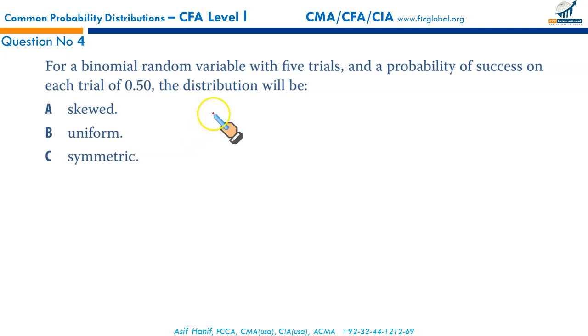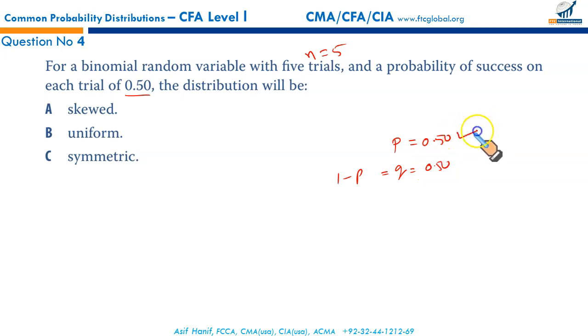if for a binomial random variable with 5 trials, n is 5, and the probability of success on each trial is 50%, P is 0.5, and normally I would prefer using Q rather than 1 minus P, means the same, is 0.5. See, the probability of success and the probability of failure are both the same. So such a binomial distribution where the probabilities of success and failure are the same is called symmetric.